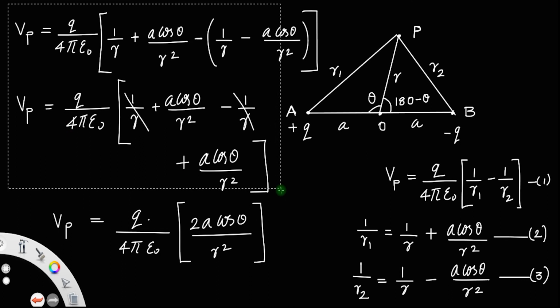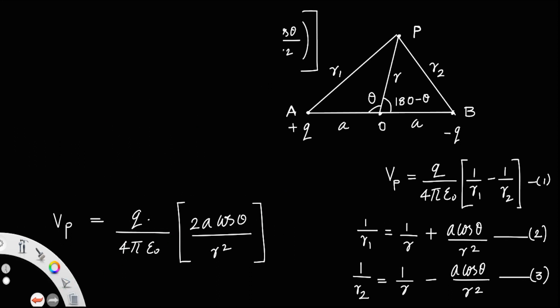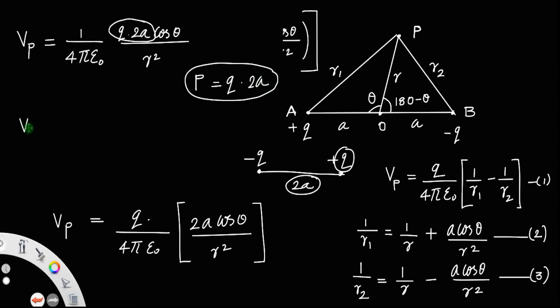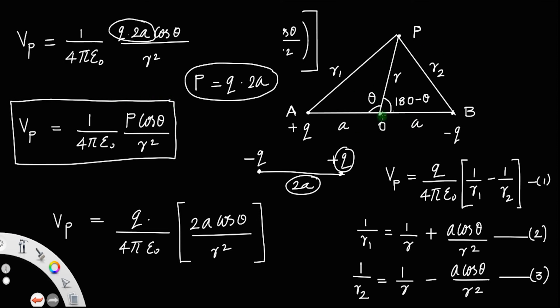Now, potential at P, Vp, can also be written as 1 by 4 pi epsilon 0 Q into 2a cos theta divided by r square. But you know, Q into 2a for a dipole, one of the charges is minus q and the other is plus q, and the distance between them is 2a. One of the charges into the distance between the charges is the dipole moment. That is, dipole moment P is equal to q into 2a. So the expression turns out to be Vp equal to 1 by 4 pi epsilon 0 P cos theta divided by r square. Clear? This is the expression for potential at any point around a dipole.